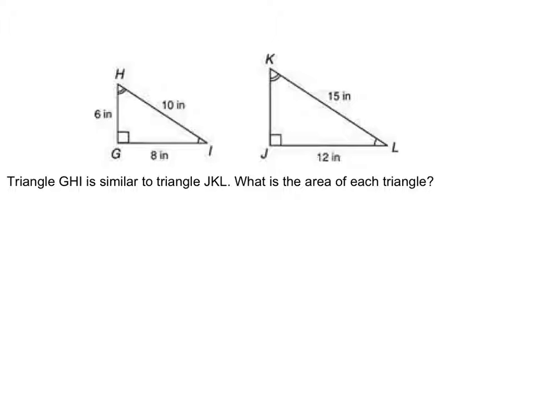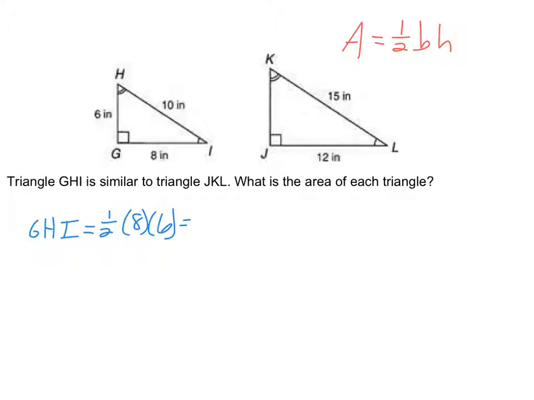Now we're given these two triangles are similar, and we're told to find the area of each triangle. The area of a triangle is 1/2 base times height. In the first triangle, triangle GHI, I can find that right away. 1/2 times 8 times 6. If I do that, I get an area of 24 square inches.